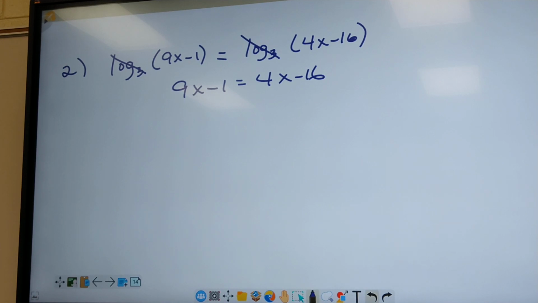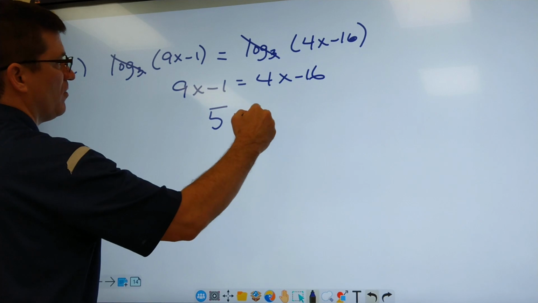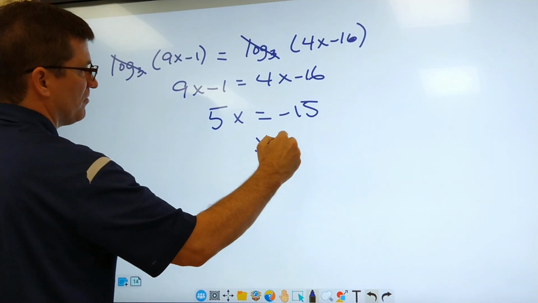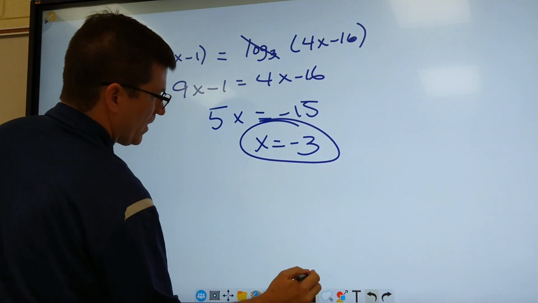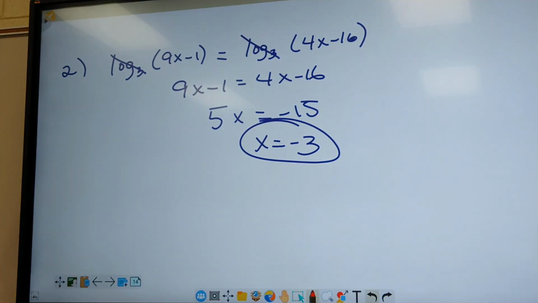Is it negative 5 or negative 3? Negative 3. Negative 3, let's check. I move that over, that's 5x. I move that over, that's negative 15. Yes, negative 3.